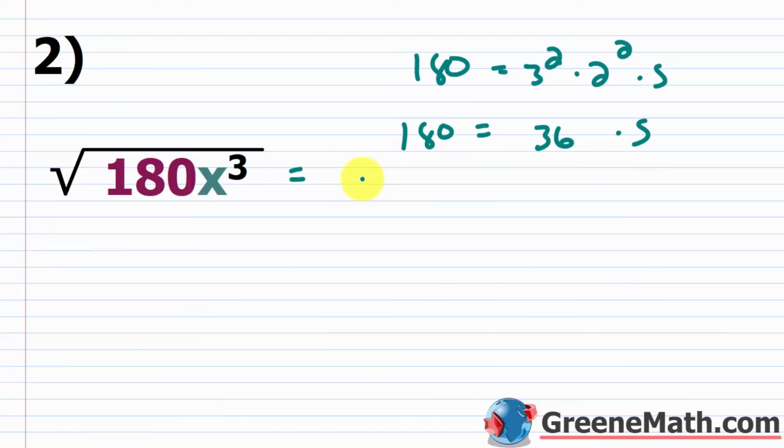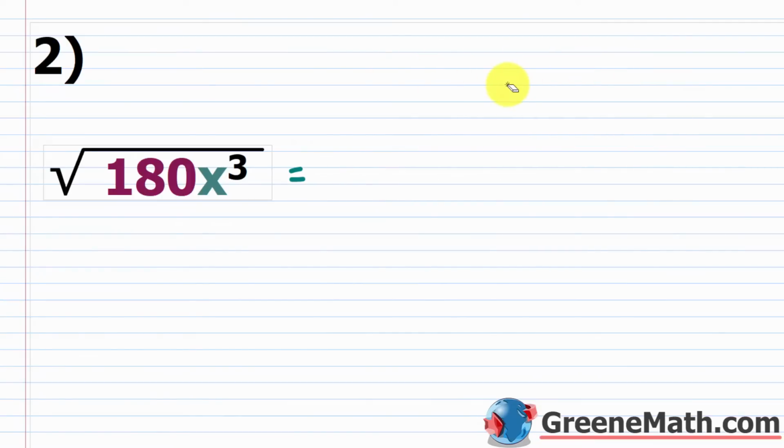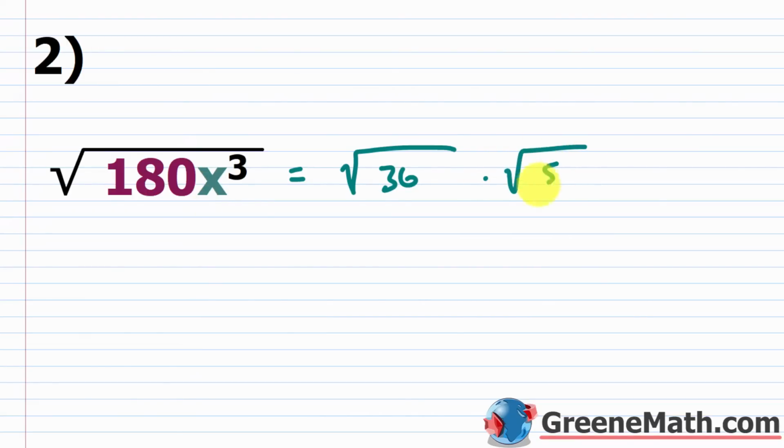So let me rewrite this. I think we can remember this, so I'll just go ahead and erase this. I'll say this is the square root of 36. I'll deal with the variable in a second. And then times the square root of 5.